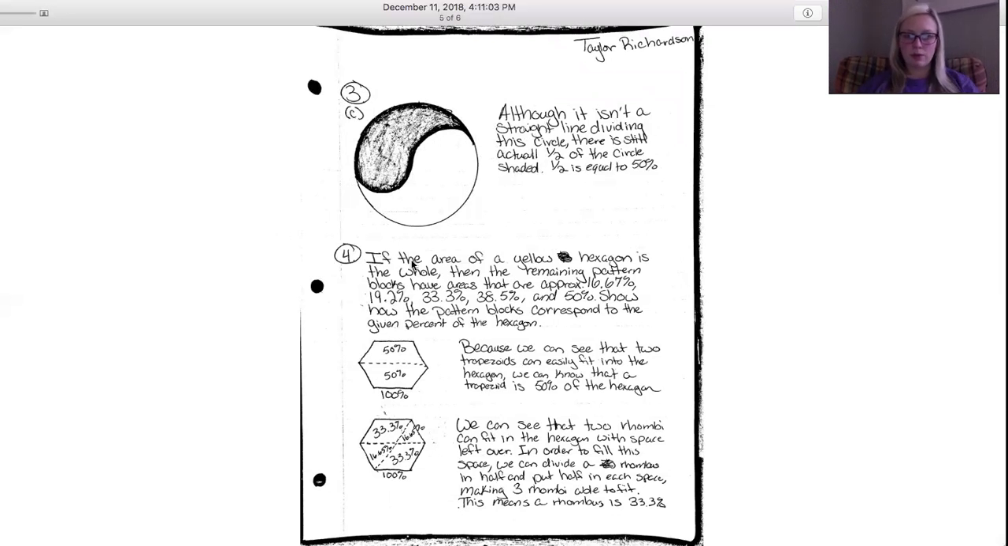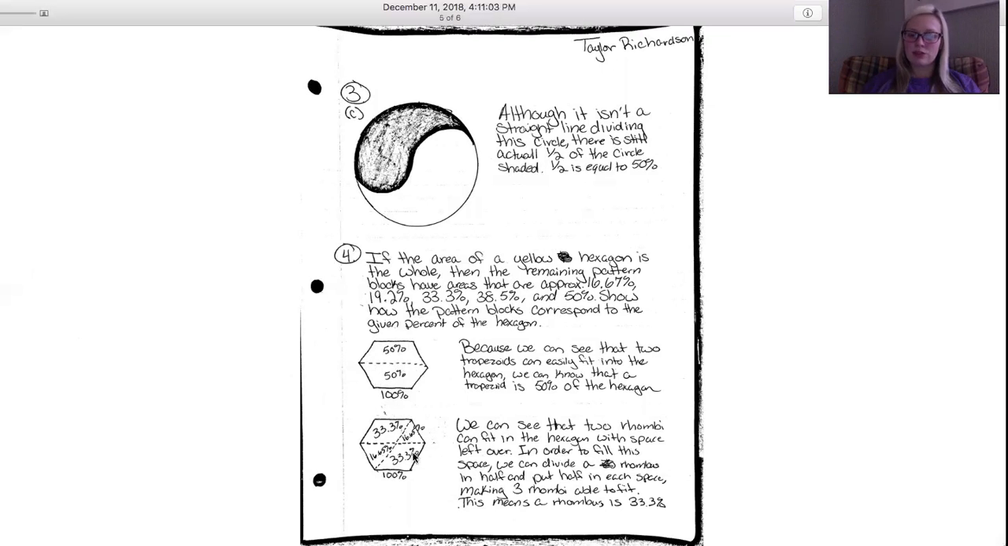And so moving on to number 4: if the area of a yellow hexagon is the whole, then the remaining pattern blocks have areas that are approximately 16.67%, 19.2%, 33.3%, 38.5%, and 50%. Show how the pattern blocks correspond to the given percent of the hexagon. And so we're going to go ahead and dive in. We know that when we see a hexagon, 2 trapezoids can fit inside that hexagon. One goes on top and one goes on bottom. And so we know right off the bat that the 50% corresponds with the trapezoid.